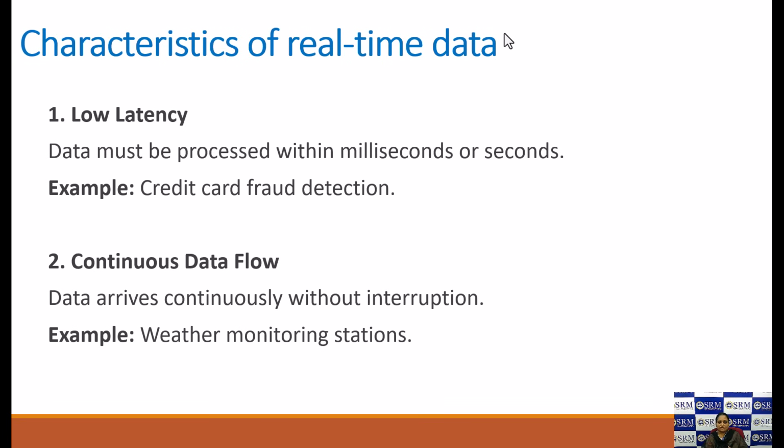The second is continuous data flow. Data arrives continuously without any interruption. For example, weather monitoring stations, or suppose you have a sensor attached to a reactor which is in Kalpakkam. Every now and then from the sensor we get the data.